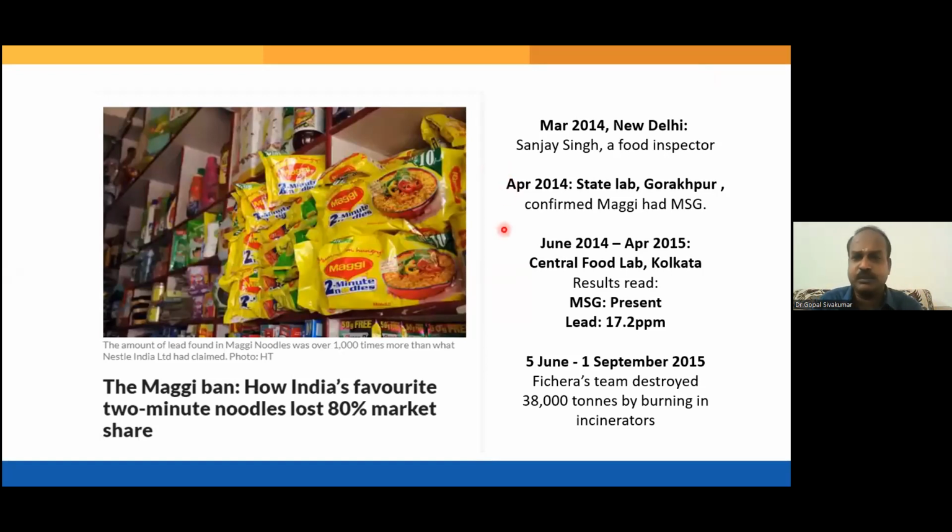When it comes to the same Maggie case, the hypothesis testing that was used to validate that all the Maggie packets will have the lead content higher than the prescribed values is the 1 sample t-test. So when to go for this kind of 1 sample test, for our requirement?